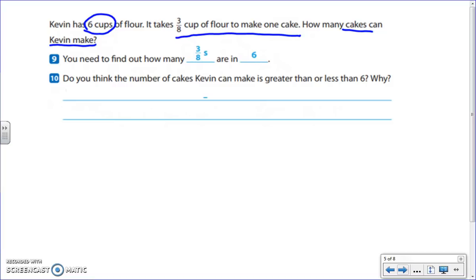So I know that he can probably make more cakes because it doesn't even take a whole cup of flour to make 1 cake. It takes less than that. So if it did take a whole cup of flour, he could make 6. It takes less than that, so he could definitely make more than 6.